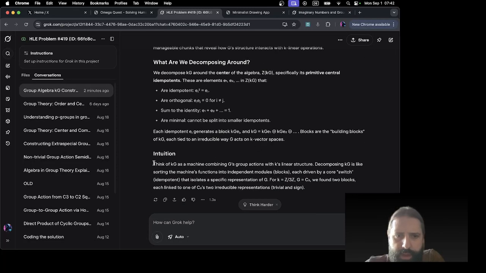Okay, so think of KG as a machine combining G's group actions with K's linear structure. Decomposing KG is like sorting the machine's functions into independent modules, blocks, each driven by a core switch that isolates a specific representation of G. Trivial and sign.